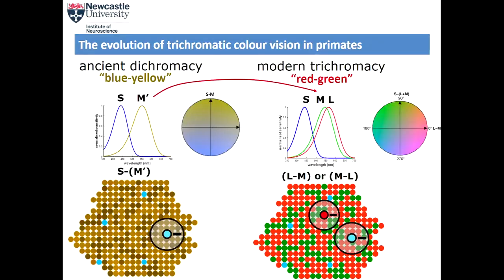And this enabled the formation of a second chromatic channel, which we, in a rather poorly named term, called the red-green channel, in which the output of the long wavelength cones are pitted against the output of the middle wavelength cones, forming a 2-dimensional chromatic space in which the axes represent these two channels, the red-green channel and the blue-yellow channel.